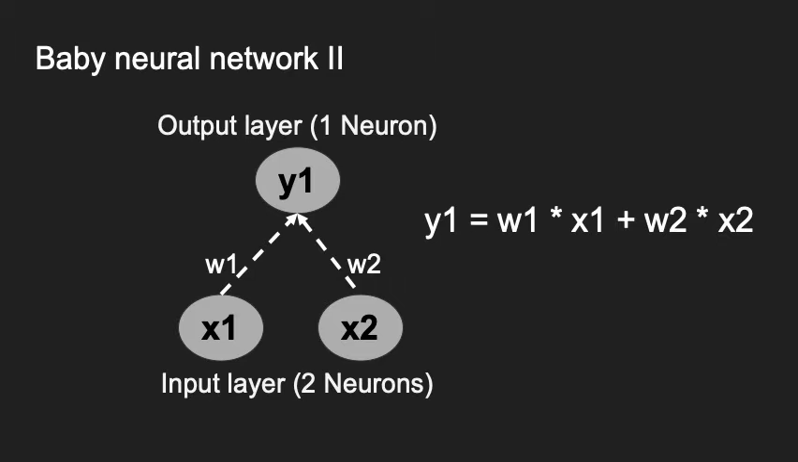And the mathematical representation of that graphical neural network is simply y1 equals w1 x1 plus w2 x2. And once again, the goal is to find w1 and w2, which are our weights.